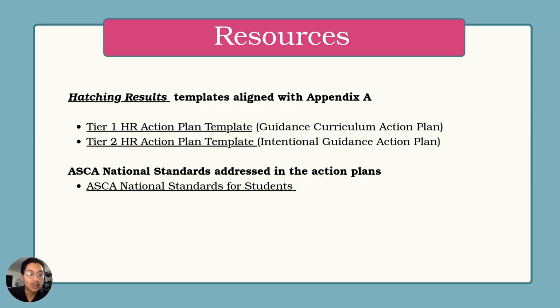And then this is the resource tab. This is Hatching Results. The website that I linked on the Hatching Results word is a link to a whole bunch of really useful sources. And then the Tier 1 and Tier 2 Guidance Action Plan and the Intentional Guidance Action Plan are similar. It's a really good resource that you can just plug in and try implementing in your daily practice. And then the ASCA National Standards right here are the ones I was addressing in the action plan, the standards that you're going to align the lesson, topic, or intervention to.